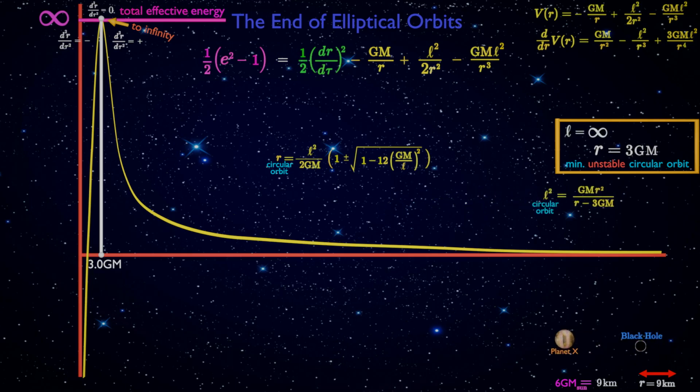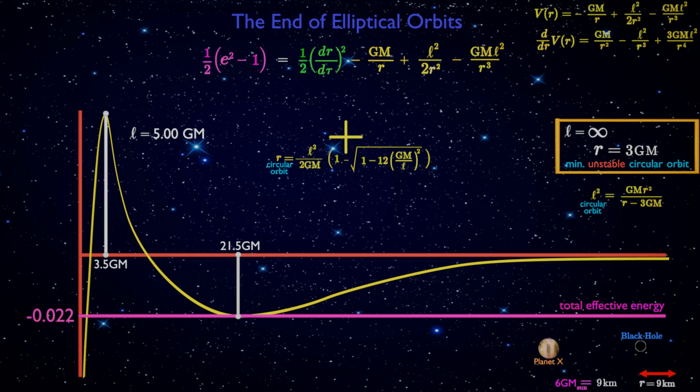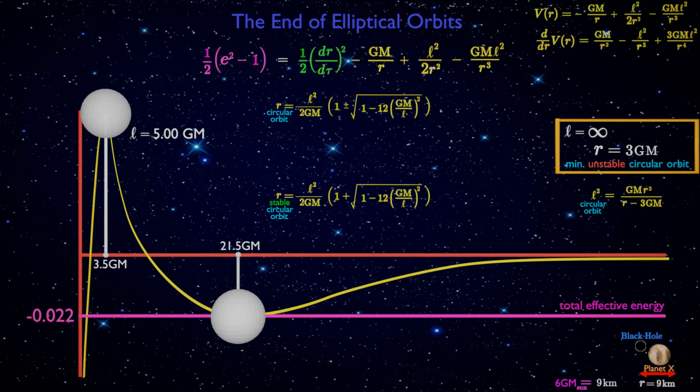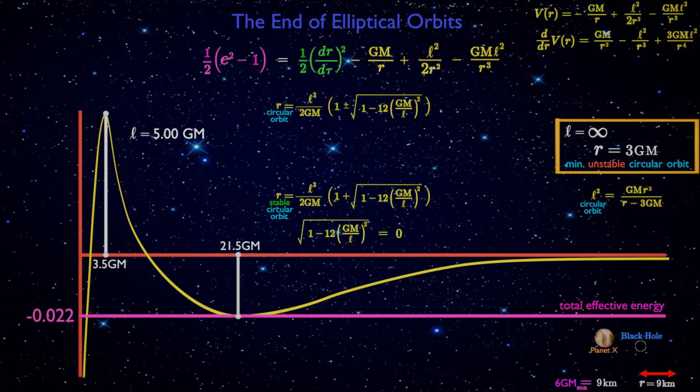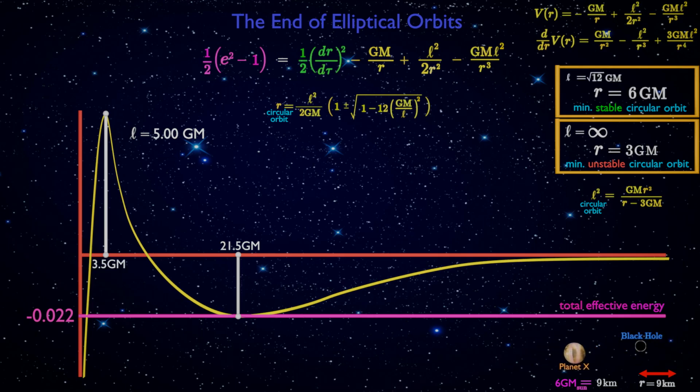To find the minimum radius of a stable circular orbit, this corresponds to the plus sign in our expression for the radius of a circular orbit, since the stable circular orbits occur further out than the unstable ones. We see that the smallest circular orbit possible when using the plus sign occurs when the square root term is 0. Solving for L squared and plugging it back into the equation for r yields a minimum stable circular orbit of 6 GM. This happens for an L value of root 12 GM.